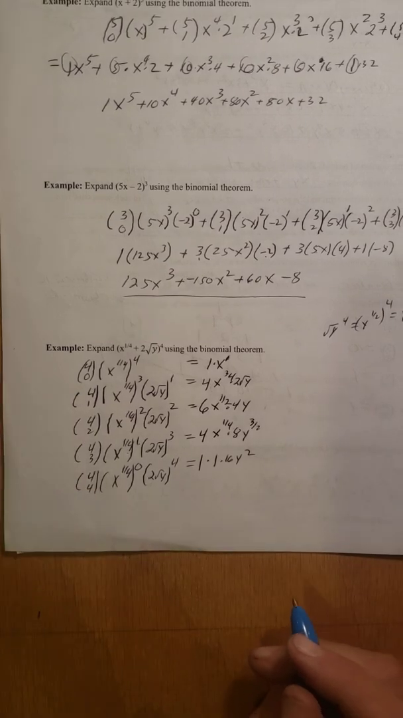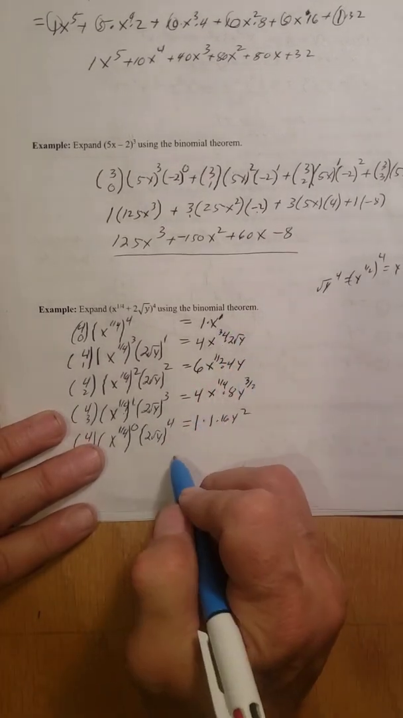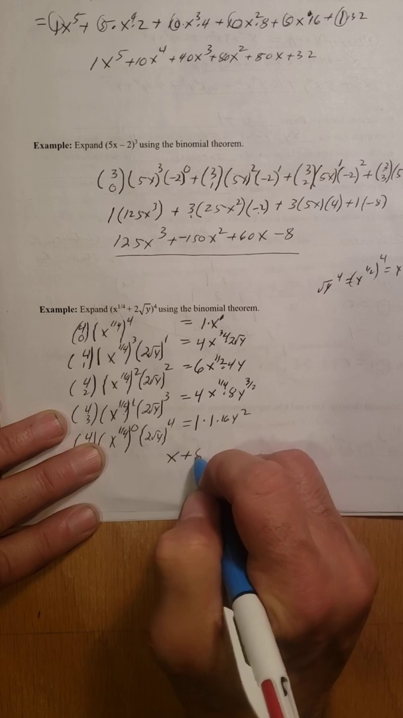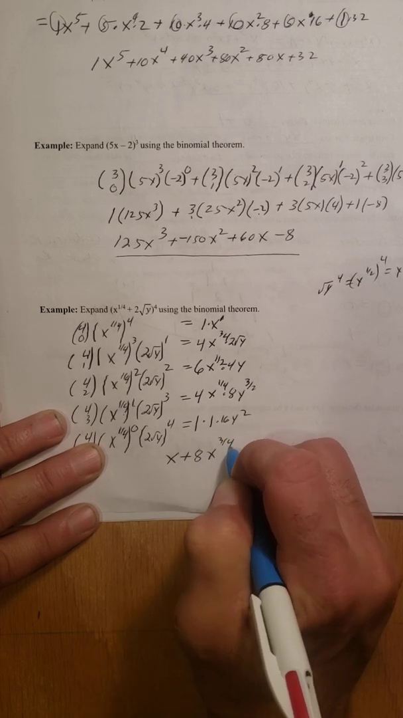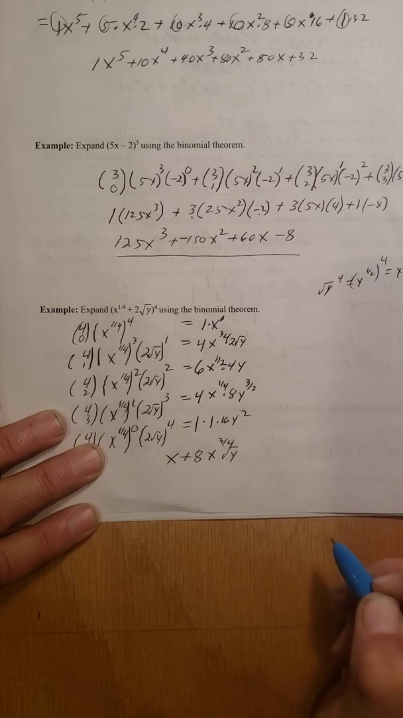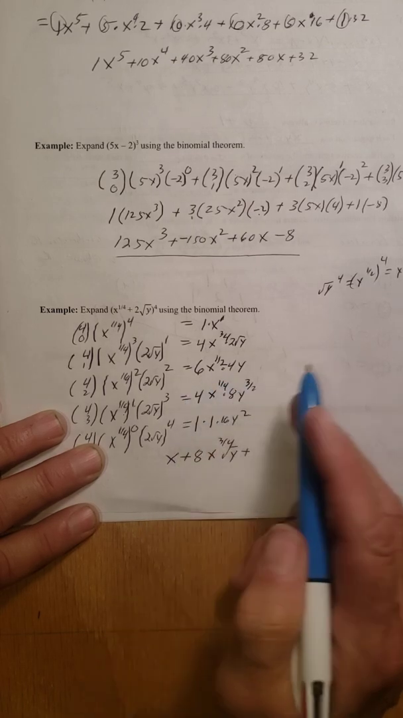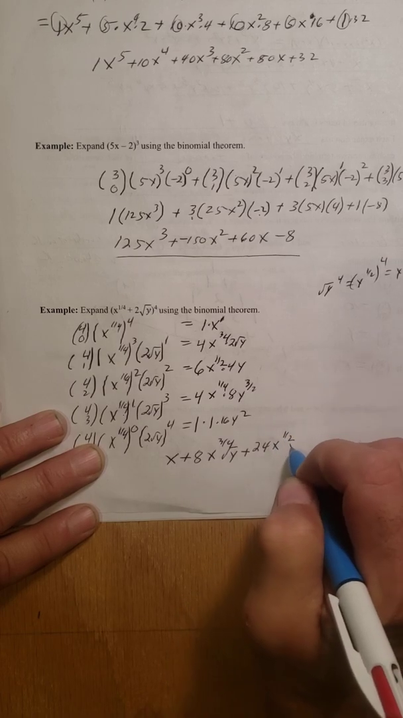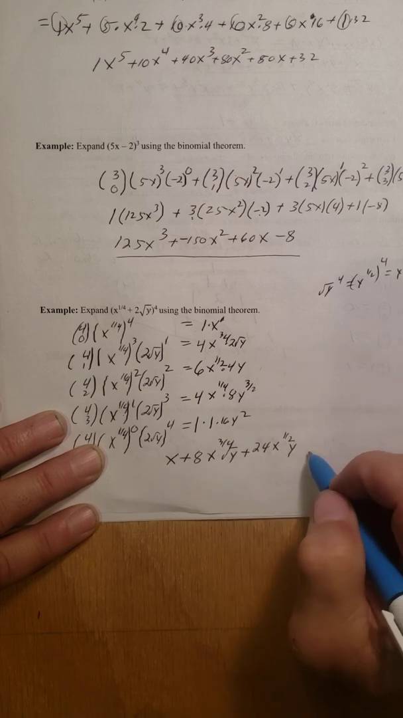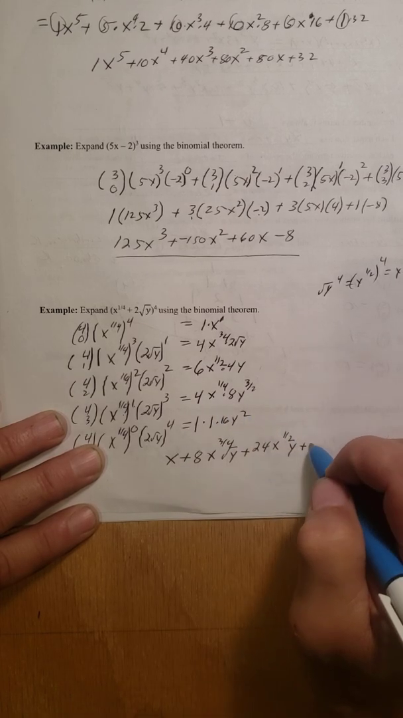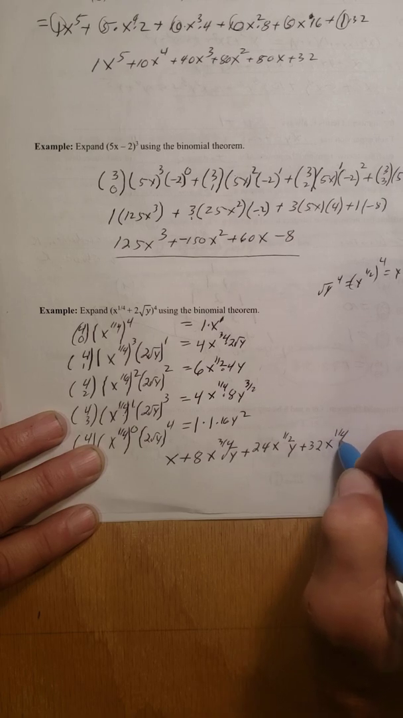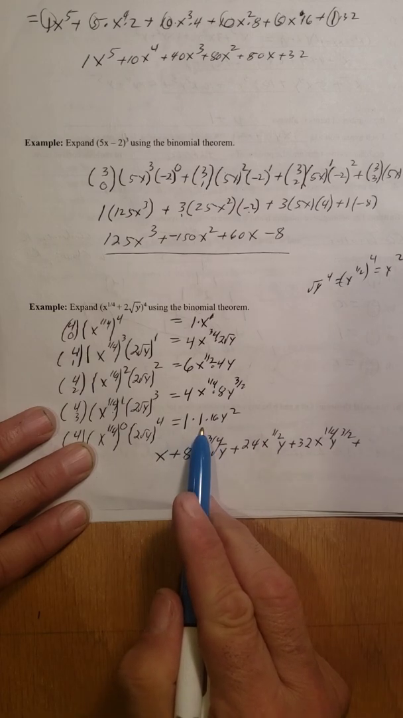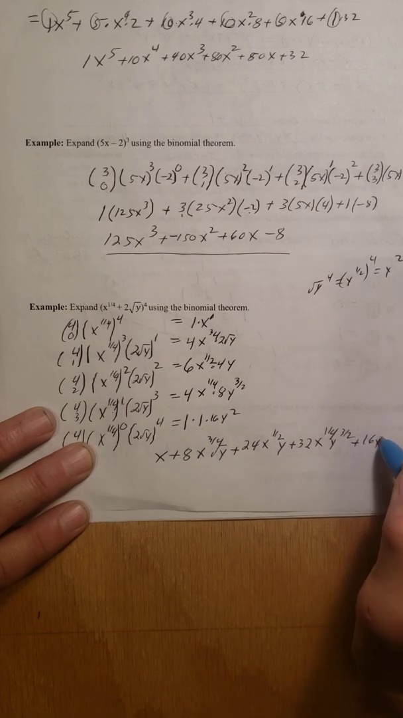Okay? So let's see if we can't clean this thing up a little bit. What do we get? We get x. That's my first term, just 1 times x. This is 8 x to the 3/4 times the square root of y, plus 6 times 4 is 24 x to the 1/2, which I could write as square root, times y. Plus 4 times 8 is 32 x to the 1/4, y to the 3/2. Plus 1 times 1 is 1, times 16 is 16, 16 y squared.